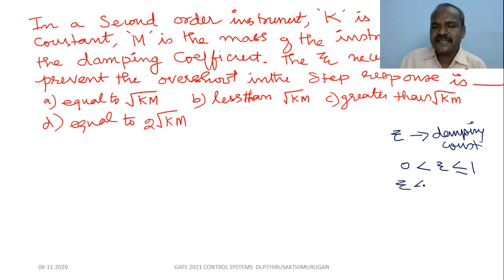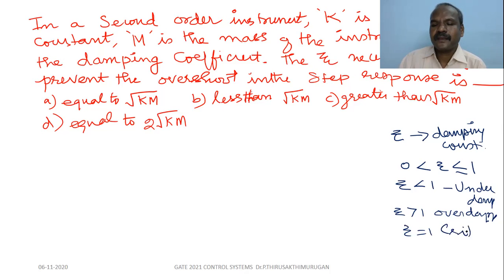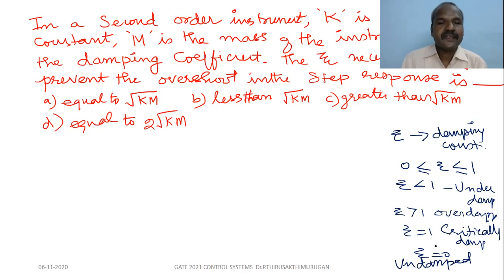If zeta less than 1, it is called underdamped. If zeta greater than 1, overdamped. If zeta equal to 1, critically damped. If zeta is 0, undamped system. So zeta varies from 0 to 1.